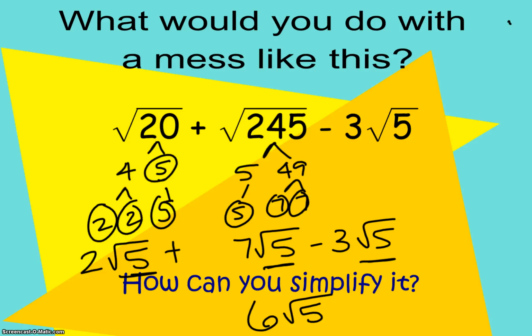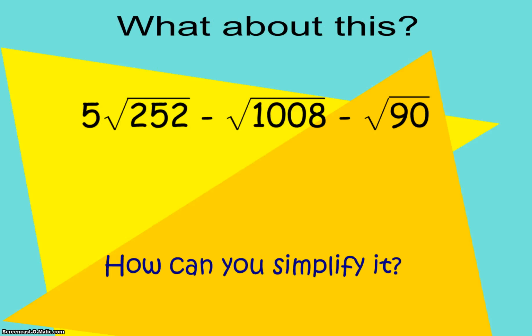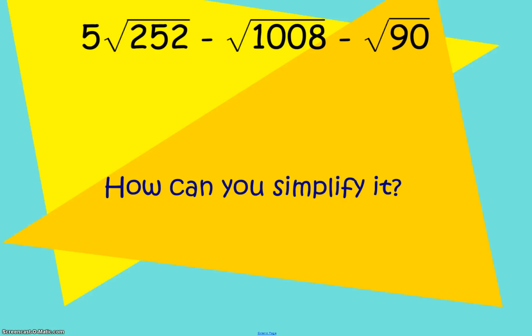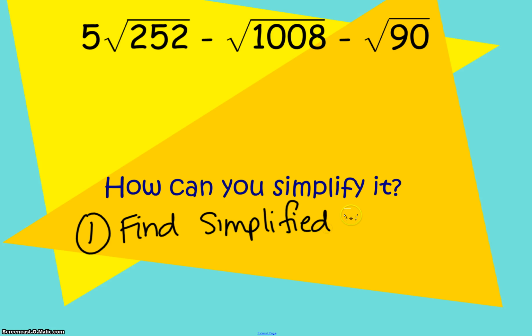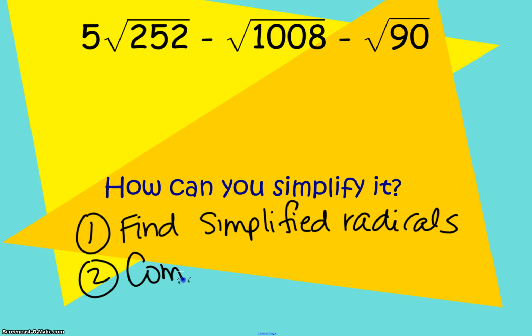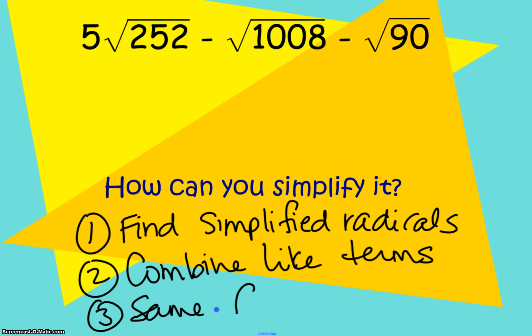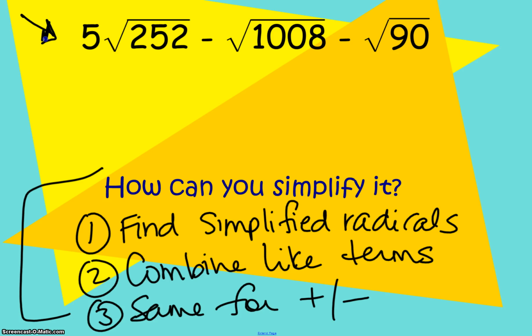So here's another example. What about this? How can you simplify this? Again, your steps. So let's talk about steps. In your ISN, let's talk about how to simplify. 1, find simplified radicals. Second would be combine like terms. And that's it. And it's going to be the same for addition or subtraction. Make sure you have this written in your ISN so you have the steps. And then make sure you have this example written and we're fixing to work it together.